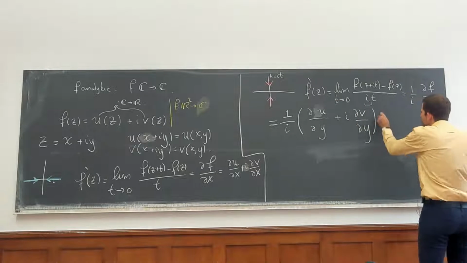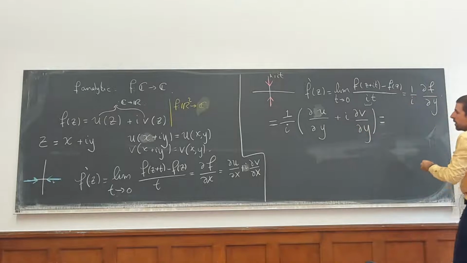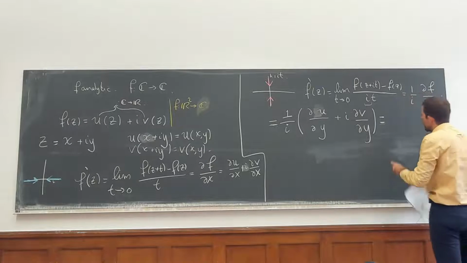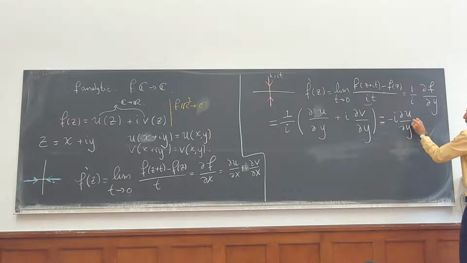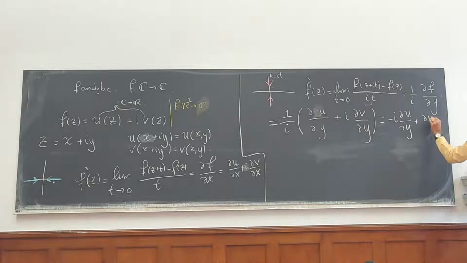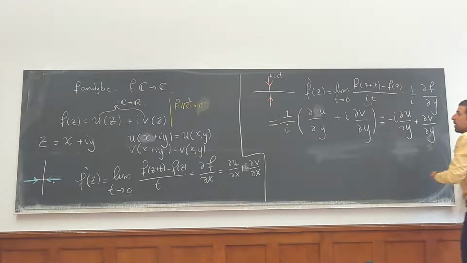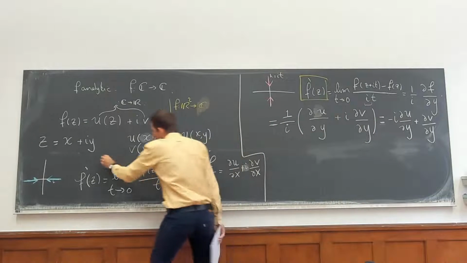And so what we get, okay, let me write this a bit nicer. Let me put the 1 over i inside, right? 1 over i is equal to minus i. So I get minus i u plus i times 1 over i is just 1. Okay. So what does this mean? Because this needs to be equal to this.